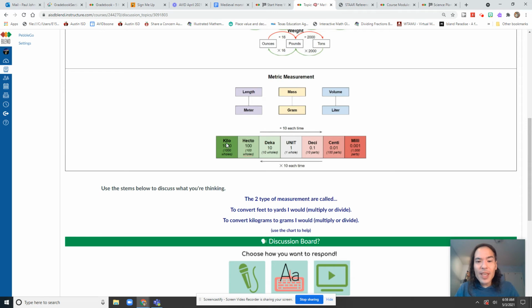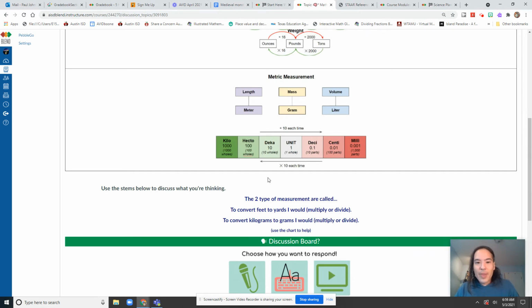So if I had 1,000 kilograms, I would multiply by 1,000 to find out how many grams I have, because kilograms are larger units of measure. When you're going from a larger unit of measure to a smaller unit of measure, you're going to multiply. So I'm going to have like 1,000,000 grams, because it's 1,000 times 1,000.